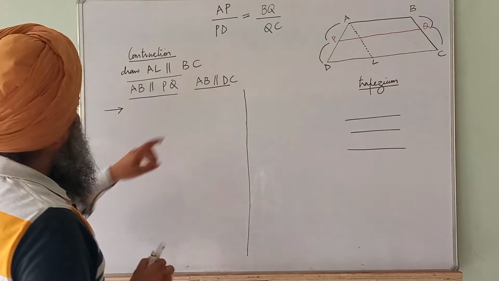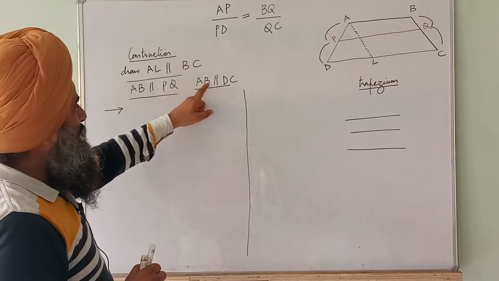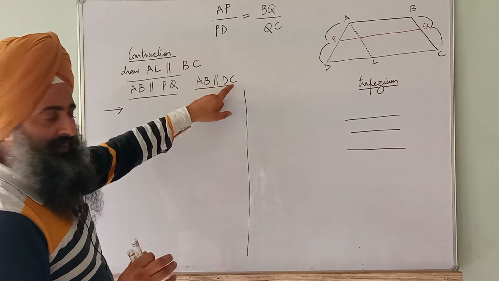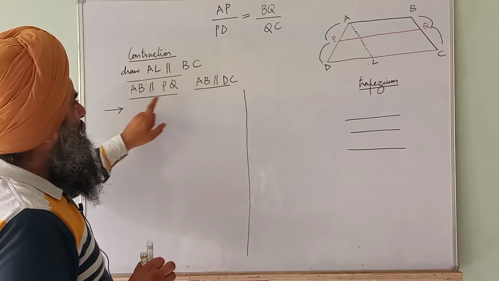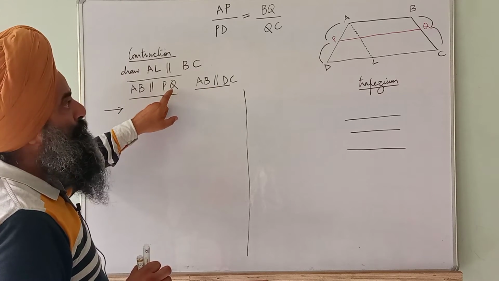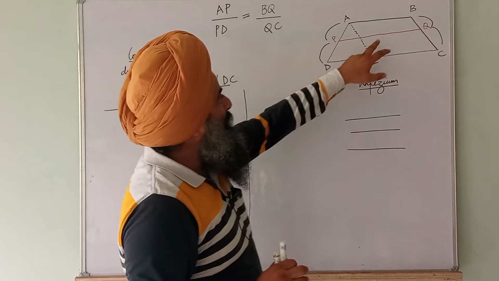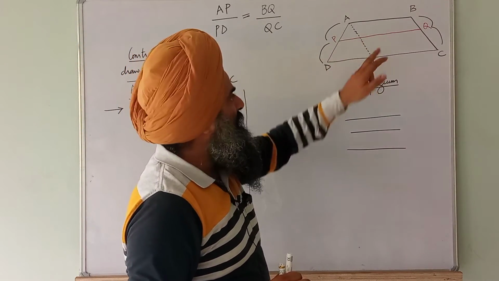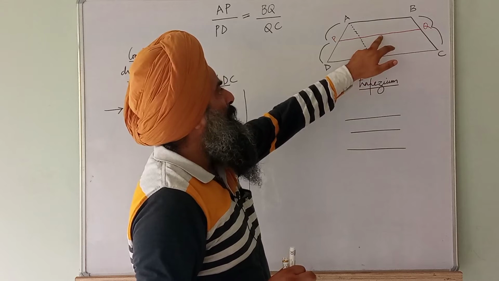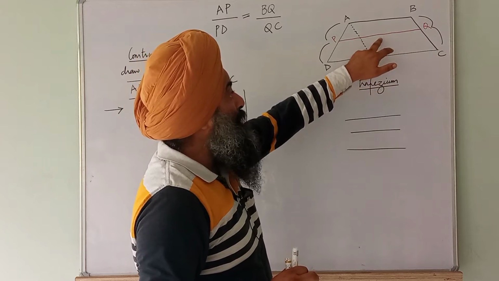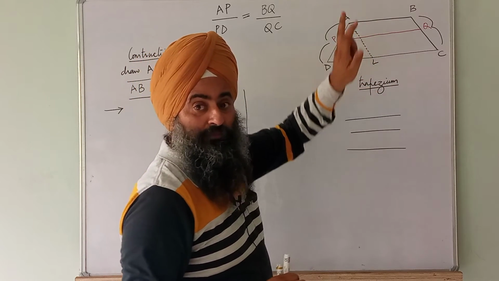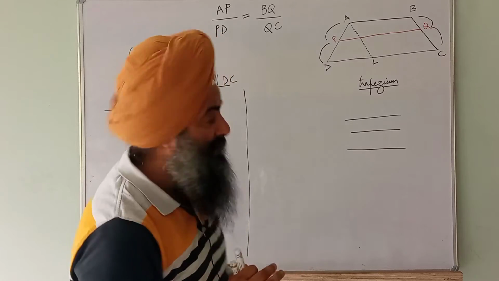So AB is parallel to DC. This is given. From this we get AB is parallel to PQ also, because it is given PQ is parallel to one side, AB or DC. Let's say PQ is parallel to DC, so PQ will also be parallel to AB. Am I right, students?